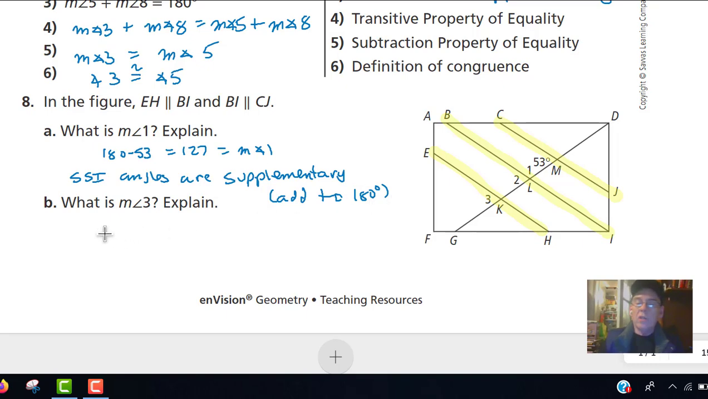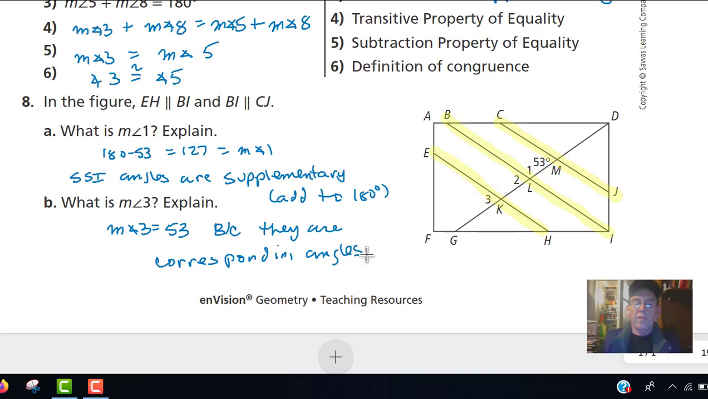They're both to the left of the transversal and both below the two parallel lines. So we can say that the measure of angle 3 equals 53 because they are corresponding angles. So they have to be congruent.